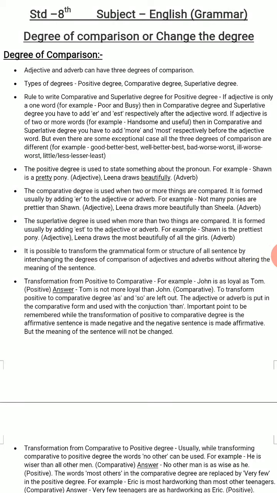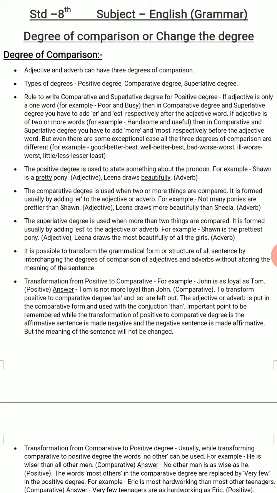You must have understood from the screen being shown here which topic we are going to discuss today. That is degree of comparison. Here we are going to discuss it at the level of 8th class. So, without wasting a single moment, let's begin with today's session of degree of comparison.